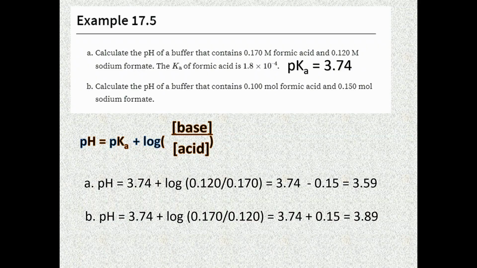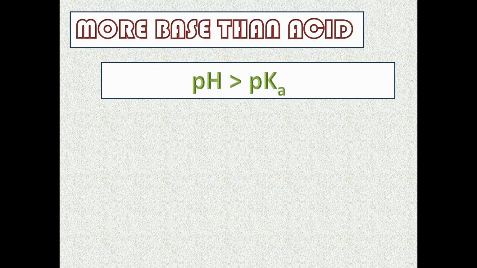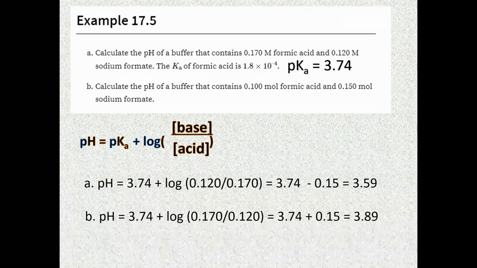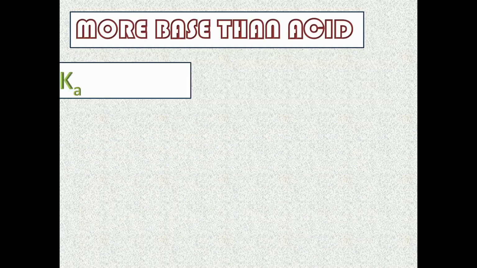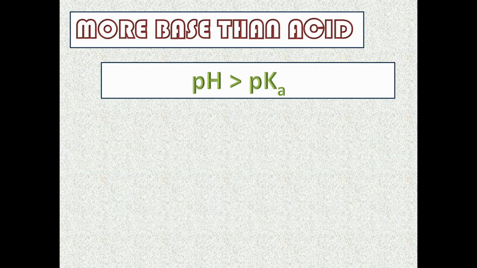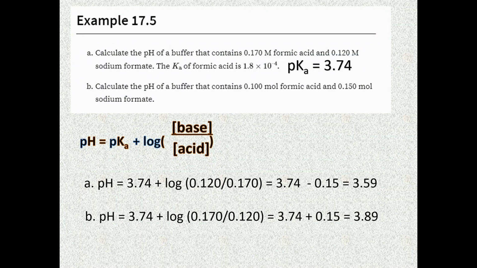In general, I can assume that if I have more base than acid, my pH is going to go up. So I had more base than acid in B, and my pH went up. It became more basic. If I have more acid than base, it's going to become more acidic, and my pH is going to go down. So when I had more acid than base, my pH went down.